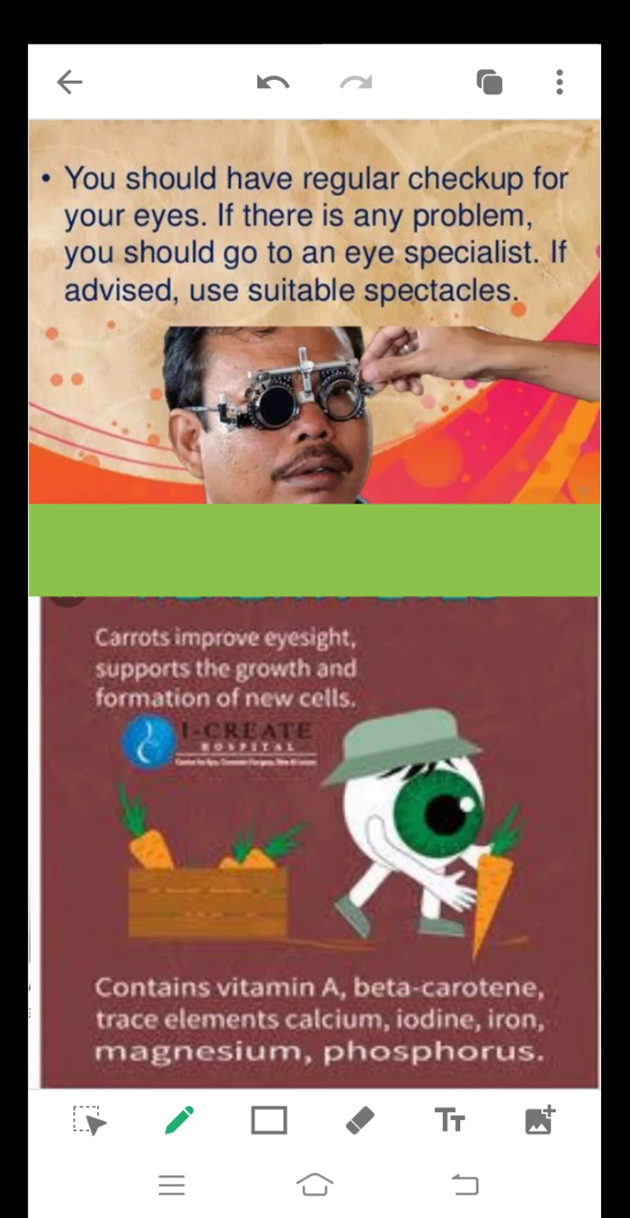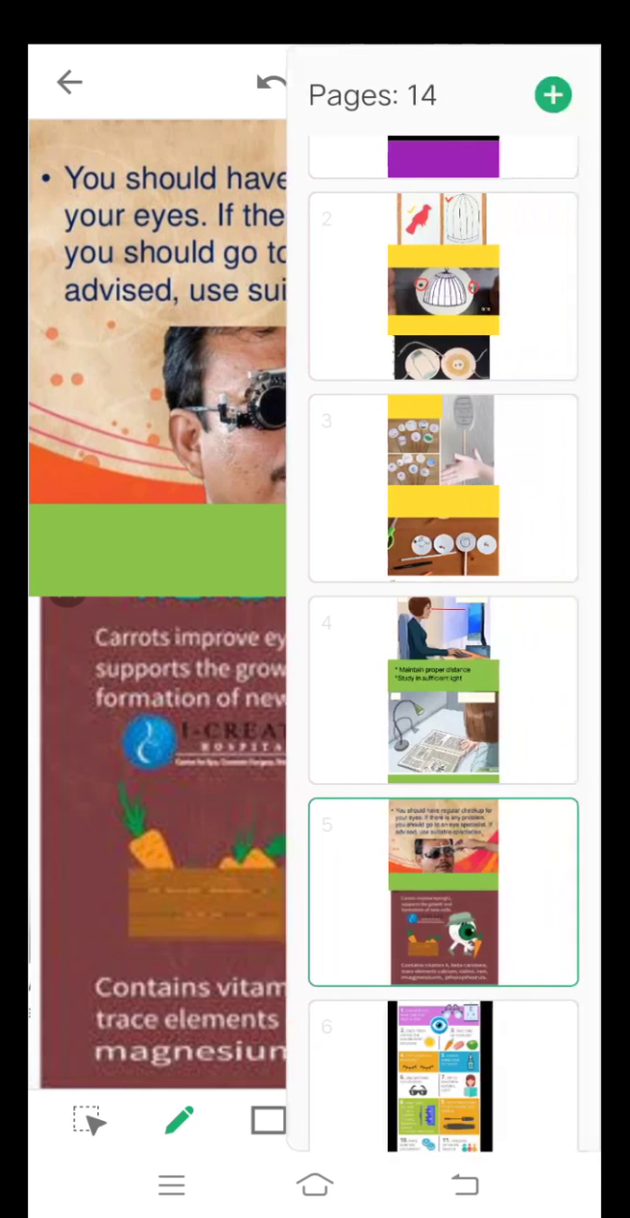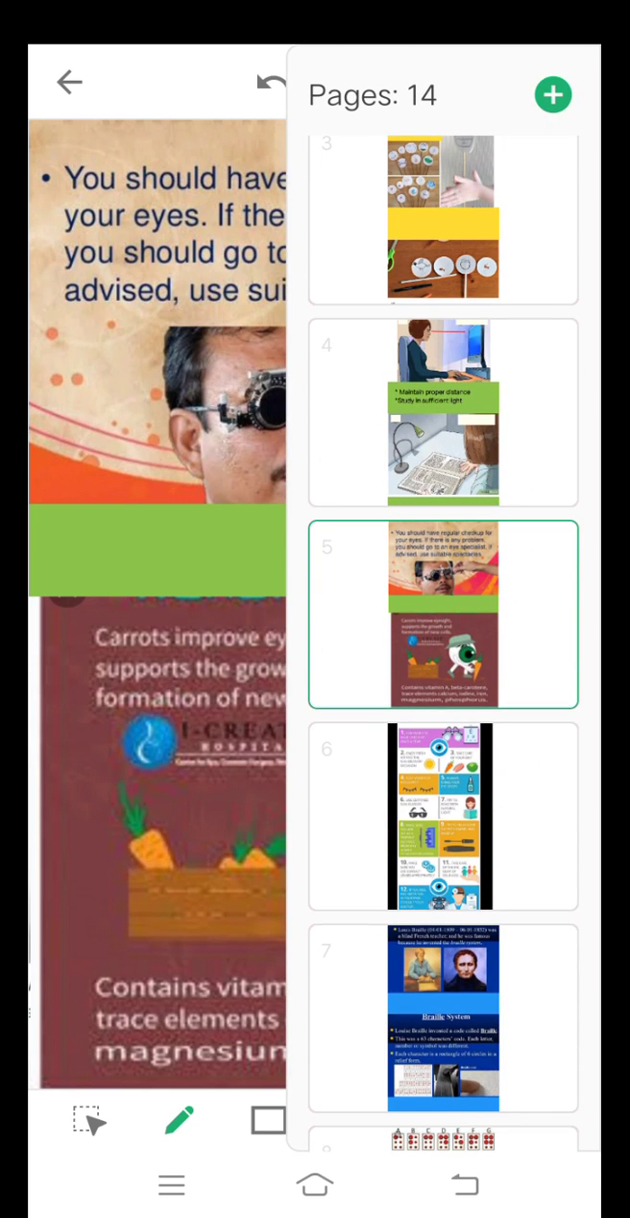Another thing is taking care of diet. Must include healthy fruits and vegetables in your diet, which help for better growth and development of your eyes. Like carrot, papaya, all these are rich in vitamin A. So must include all these fresh vegetables and fruits.